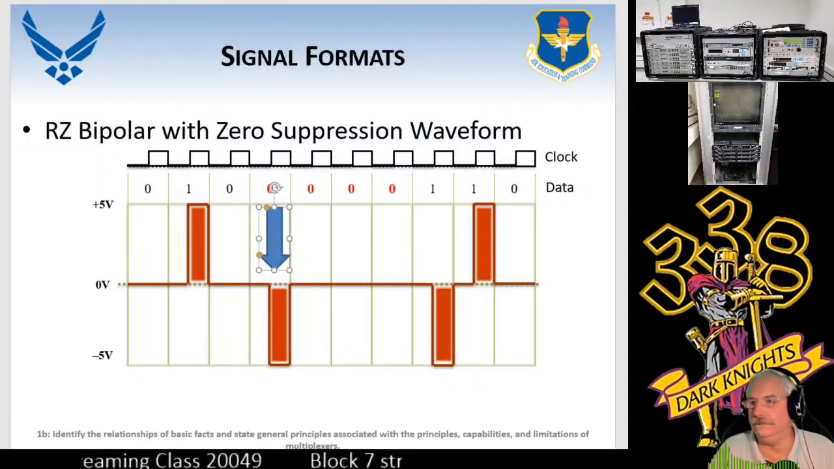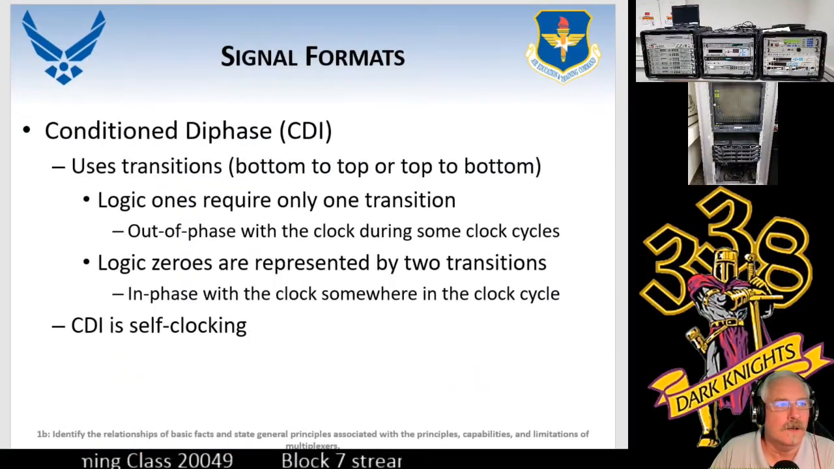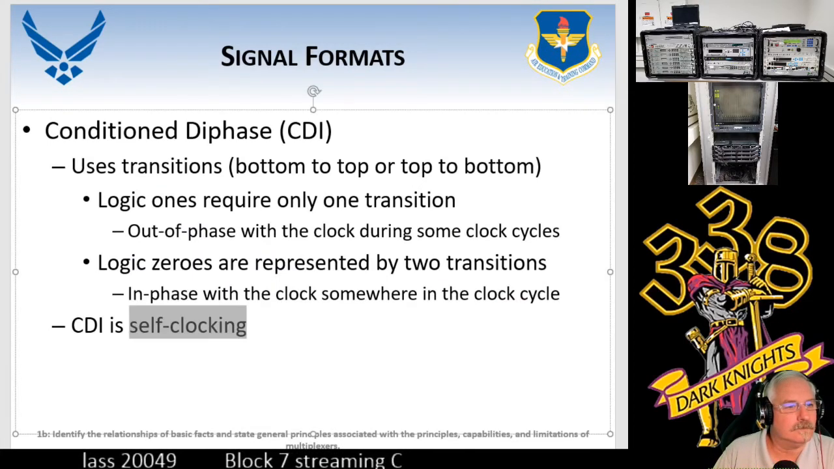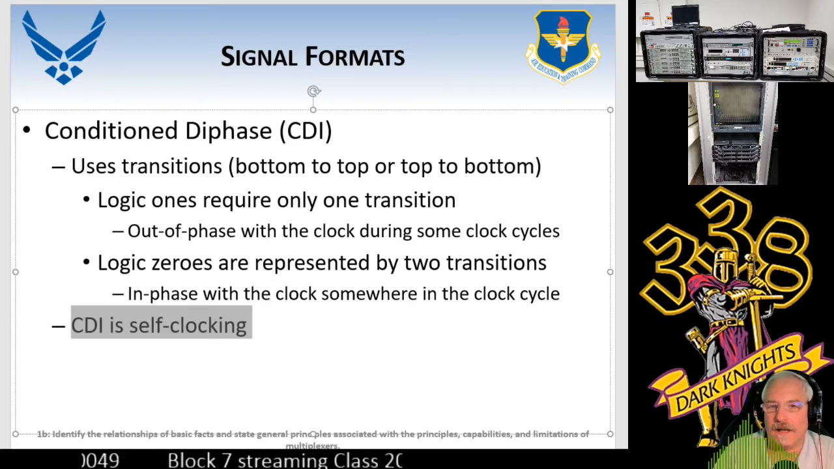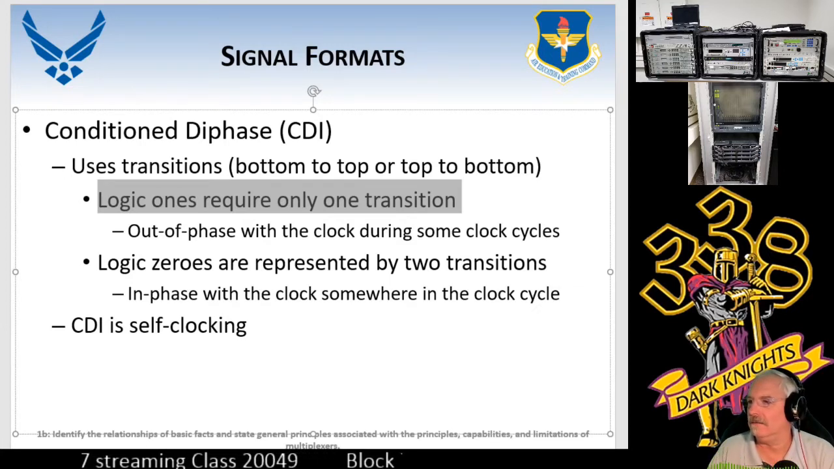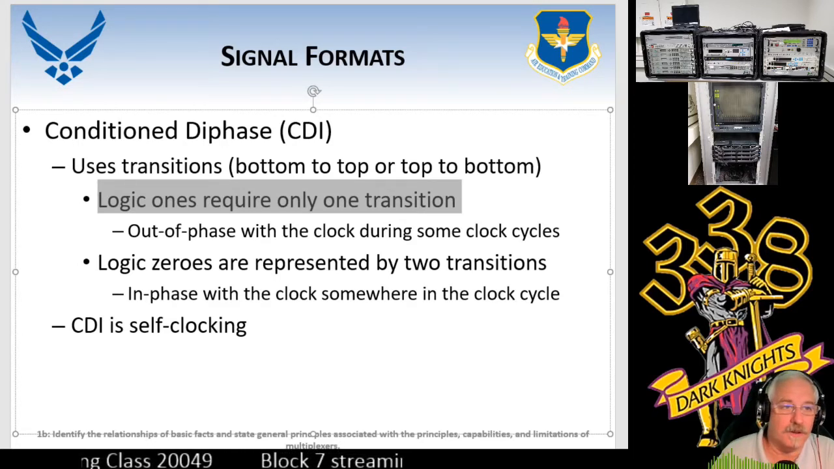All right. So we got CDI, which is the next one. Self-clocking. How does it do it? Logic ones are only one transition. Wait a cotton picking minute. What do you mean one transition? Oh, we still have the 0 to +5.